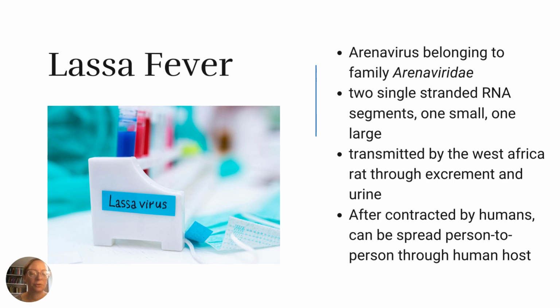It has 2 single-stranded RNA segments, one small and one large, and it is transmitted by the West African rat through excrement and urine. After it's contracted by humans, it can be spread person to person through a human host. And that's through body fluids, so it would be blood, semen, mucus. It's not an aerosolized virus.